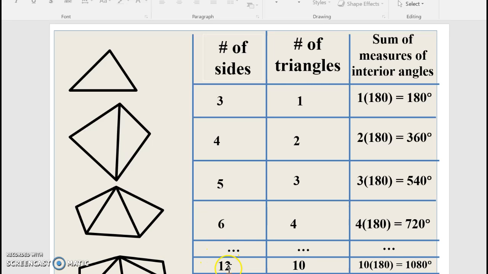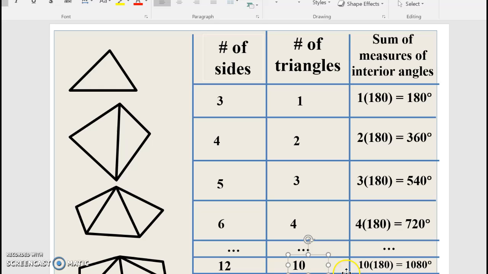If we had a decagon, which is a 12-sided polygon, if we observe what is happening here, three sides, one triangle, four sides, two triangles, 5 sides, 3 triangles, and 6 sides, 4 triangles, we can see that the number of triangles is always 2 less than the number of sides. So for a decagon, it would be 2 less than 12, which is 10. To find the sum of the interior angles, we take the number of triangles that we had and always multiply by 180, since each triangle has an interior measure of 180. So 10 times 180 in the case of a decagon is 1080 degrees.